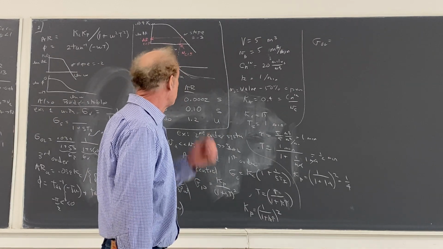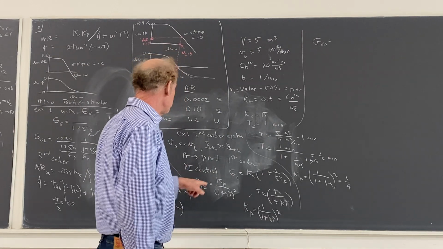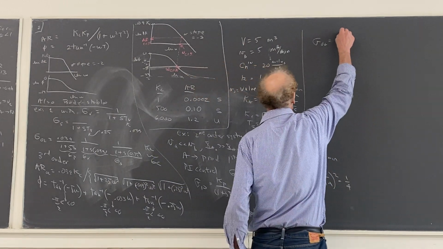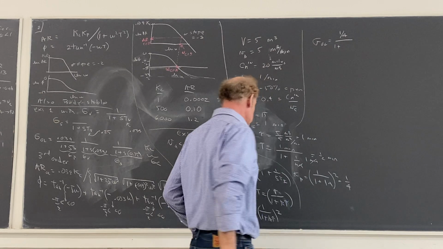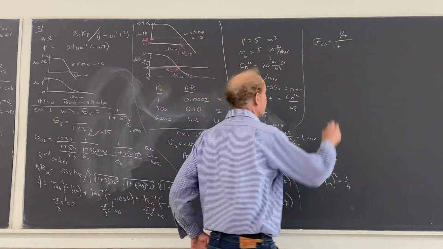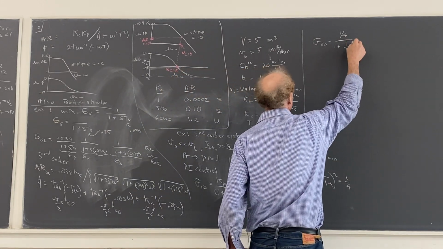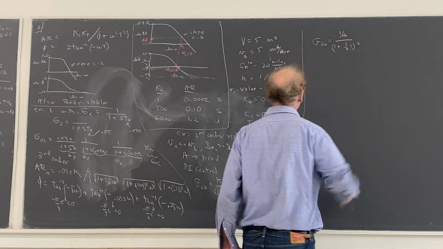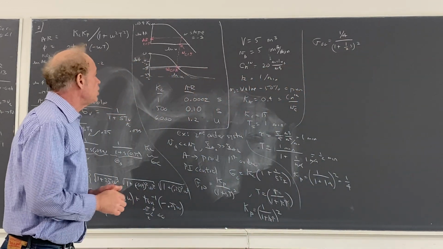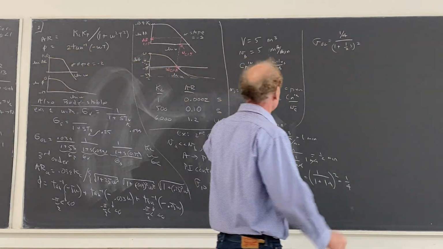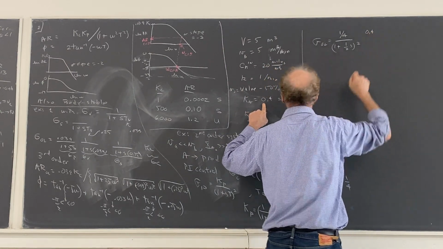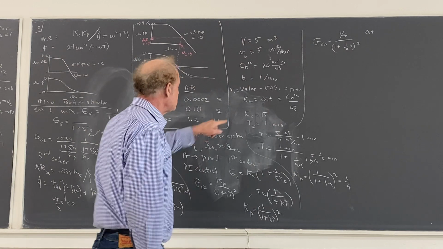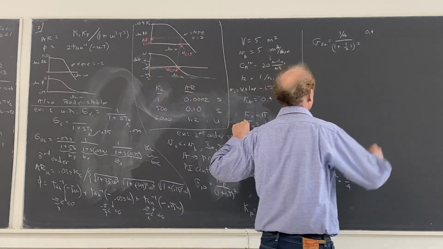So let's figure out G open loop. G open loop is Kp, which is a quarter, divided by 1 plus S times T. T is a half, squared. That's Gp. Gv is just Kv, 0.4, times Gc, which is 15.